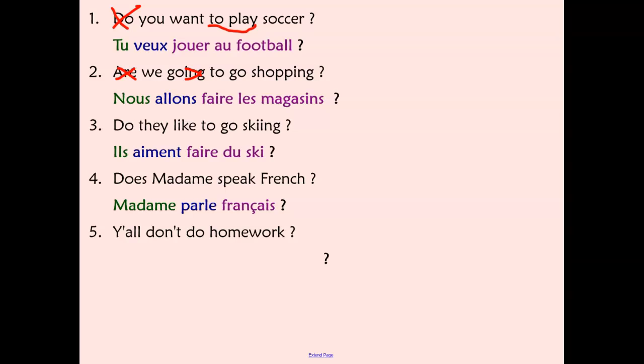And remember, we can do this with negatives as well. So if we want to ask, y'all don't do homework, we're saying y'all don't do homework as a sentence. When we stick a question mark at the end, it turns it into a question. Vous ne faites pas les devoirs? So vous ne faites pas les devoirs, y'all don't do homework. So that's how we put together some basic yes-no questions, using what we already know how to say.